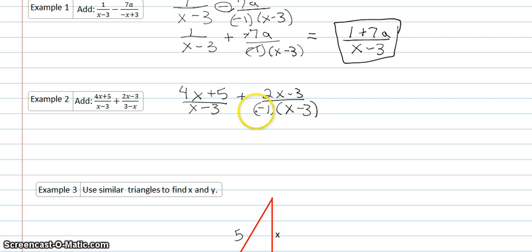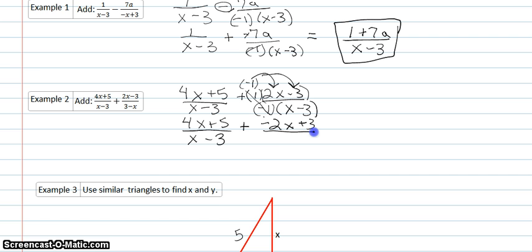Now what I can do with this -1 is change the signs of the numerator. So I'd have 4x plus 5 over x minus 3, and I can leave that as a plus. And the reason I can do that is because this would have an understood 1 in front of that binomial, and 1 divided by a -1 is a -1. So I'm going to distribute that across. So I'll have a -2x plus 3 over x minus 3.